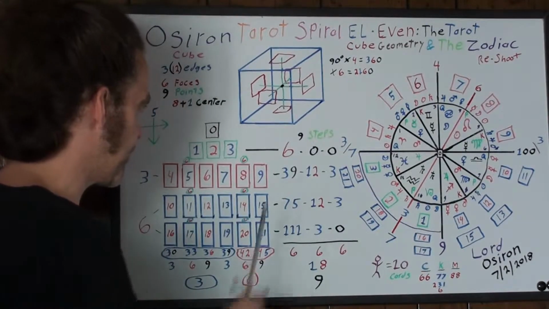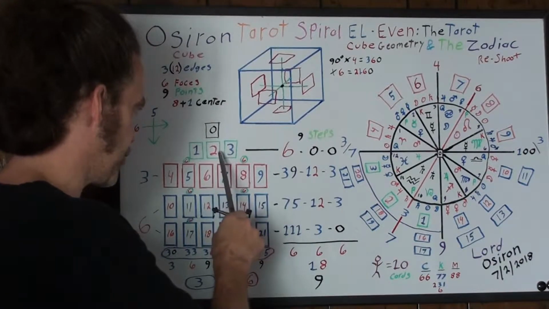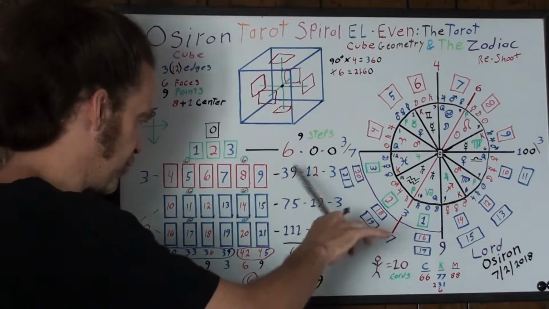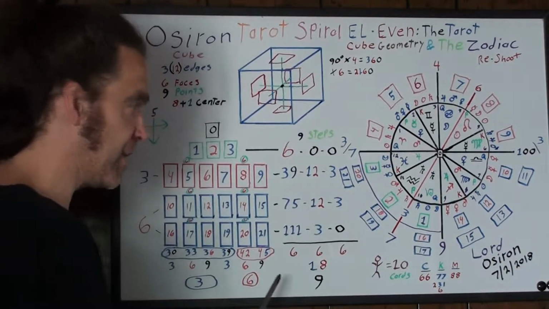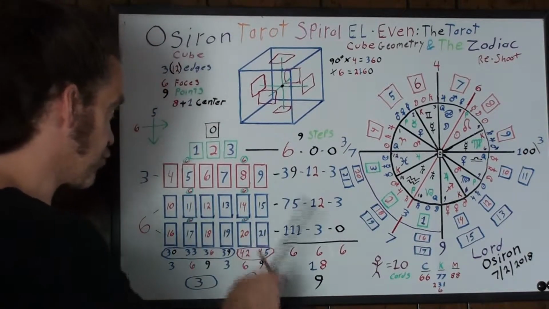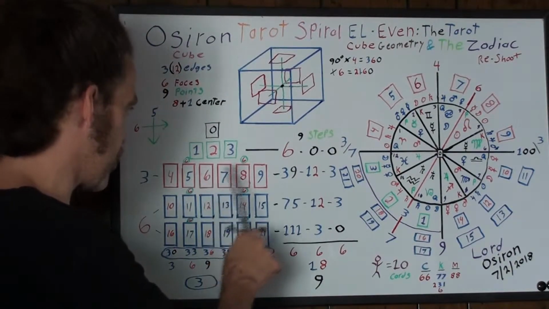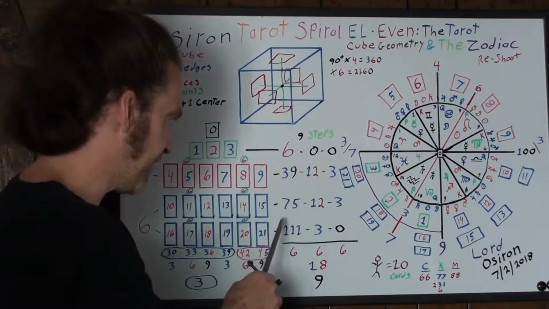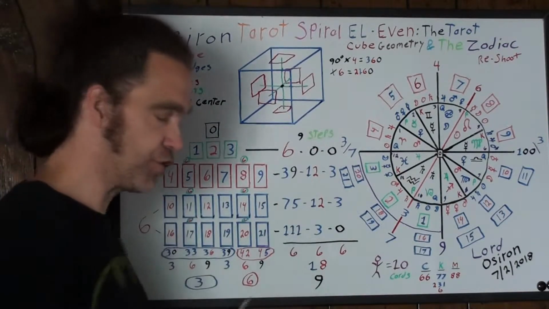And so it separates it, because the face cards reduce to a 6 and the cube cards reduce to a 9, and we're seeing that here. We're seeing a 6 and a 9 show up here. As a matter of fact, each of these rows, the first row reduces to 39, the second row here reduces to 75, and then the third row reduces to 111.